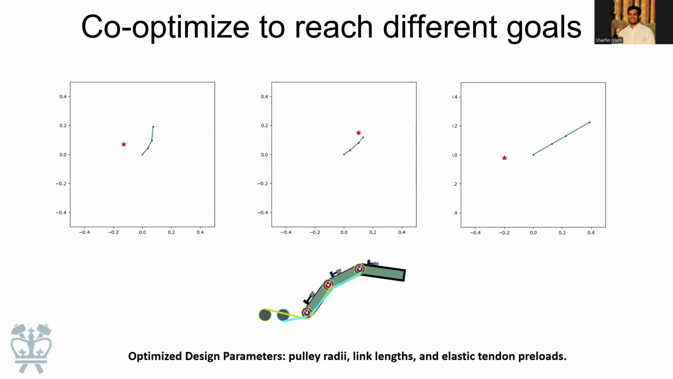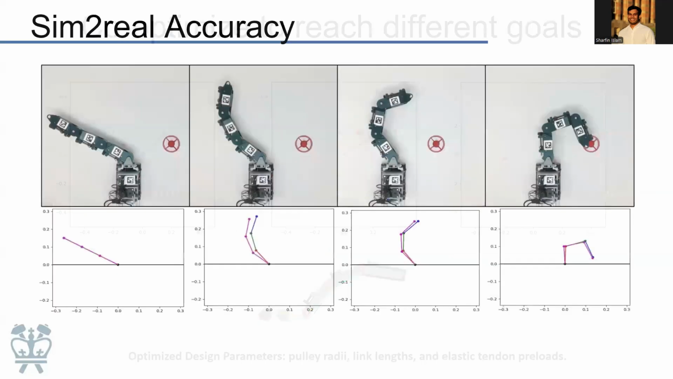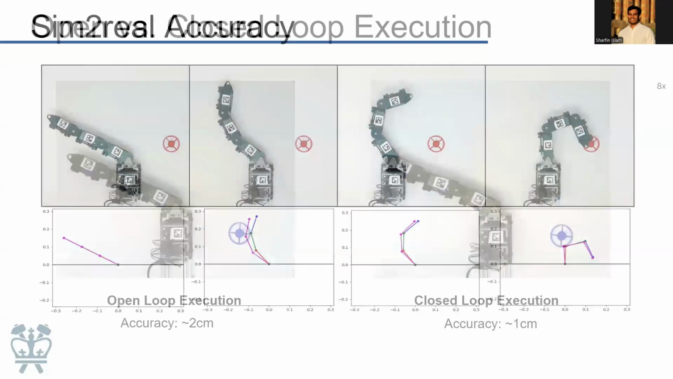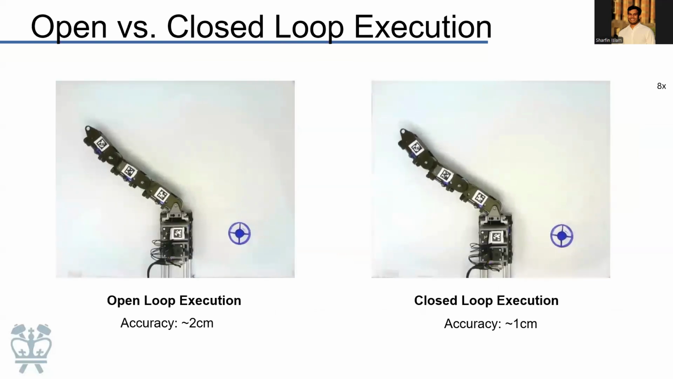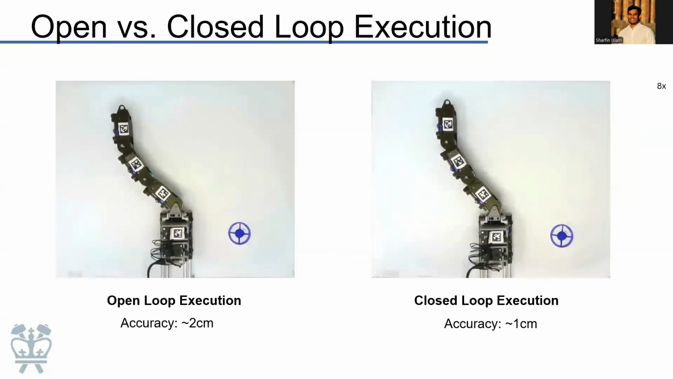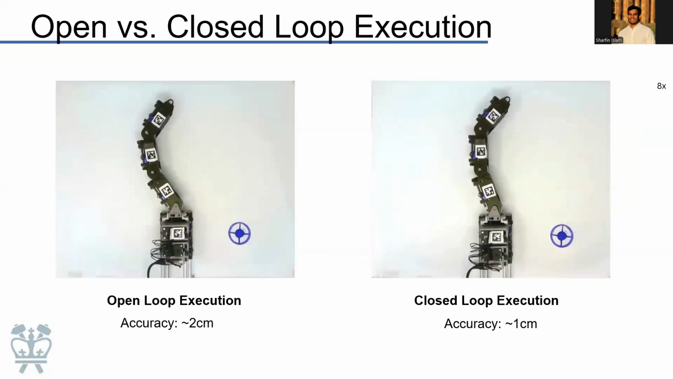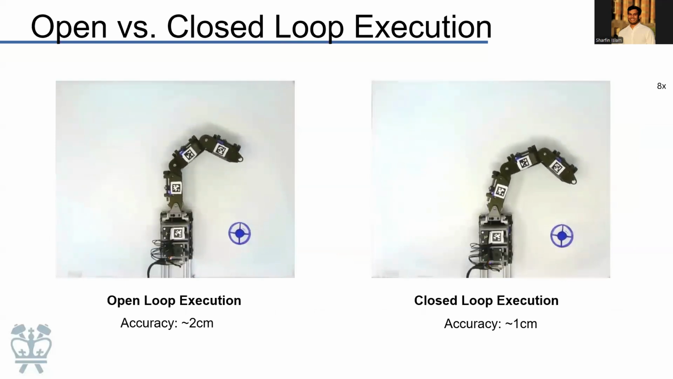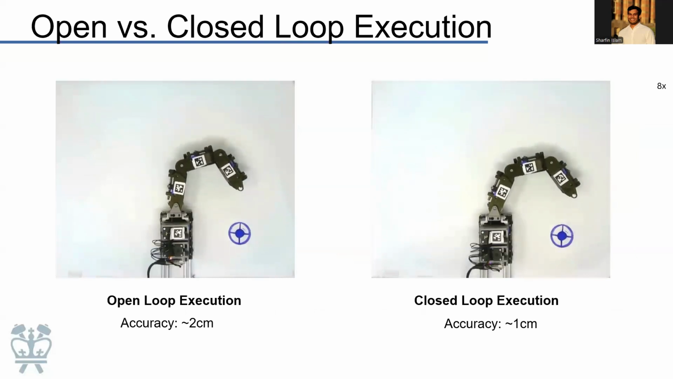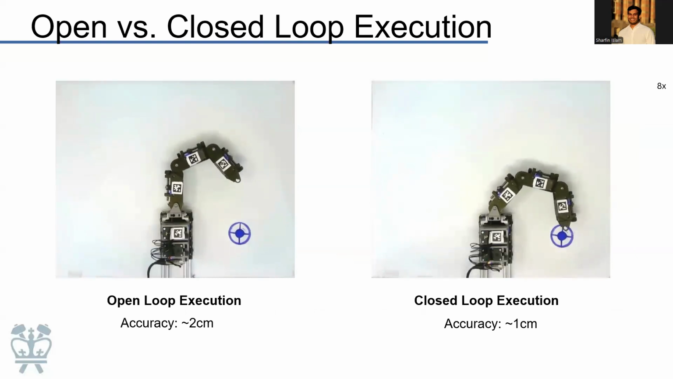With our co-optimized design, we evaluate the accuracy of our real hardware compared to simulated models over a set of reaching experiments. Here is an example where we co-optimize the pulley radii and preload elongation. We executed the optimized control policy both open loop and closed loop using April tags to observe the joint angles. The closed loop rollouts were much faster and more accurate.